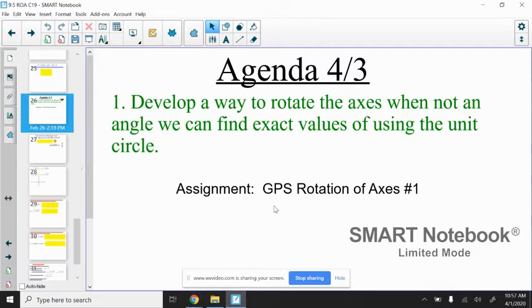You do have an assignment located in our Google Classroom. It is one problem, a nice summary of what we have been doing so far. It's entitled GPS rotation of axes number 1. Under the solutions section, I provided a number of checkpoints to make sure you can identify whether or not you are making a mistake. And if you cannot understand why you're making a mistake, as always, communicate with me via email or Google Classroom, with any screenshots, and I will find that mistake for you.